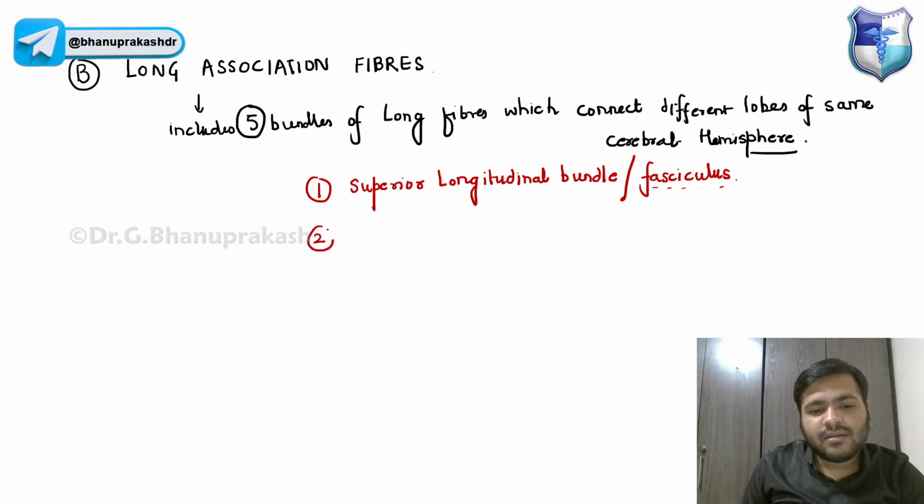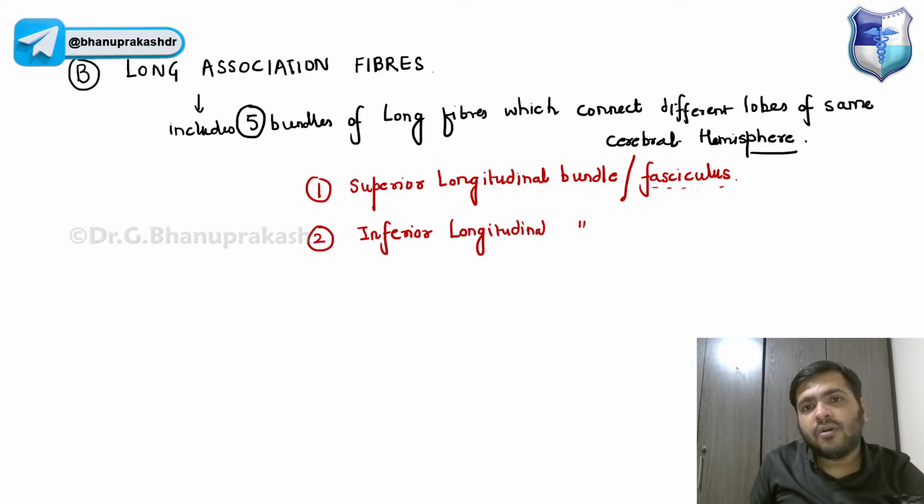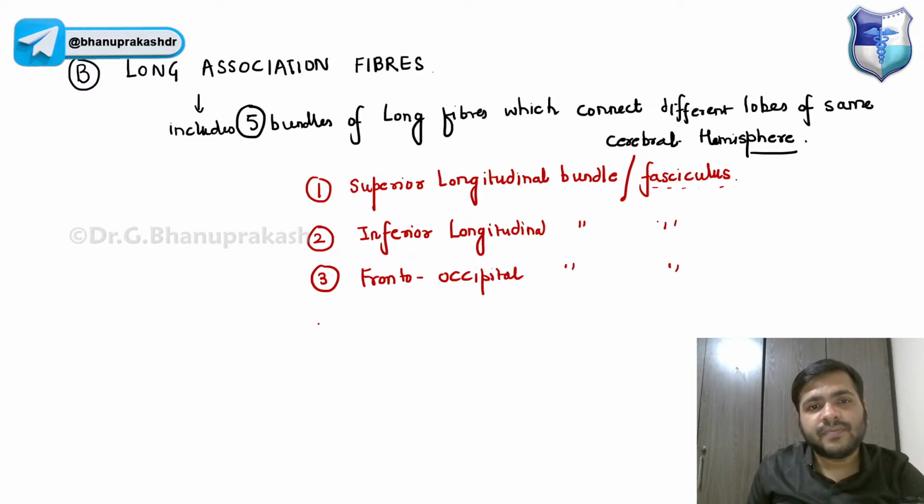The second one, remember, is the inferior longitudinal bundle or fasciculus. The third one is the fronto-occipital bundle or fasciculus. Then the most important one, cingulum. Very important, cingulum.